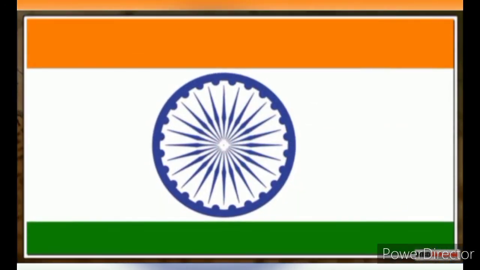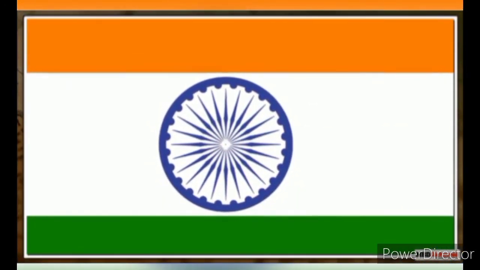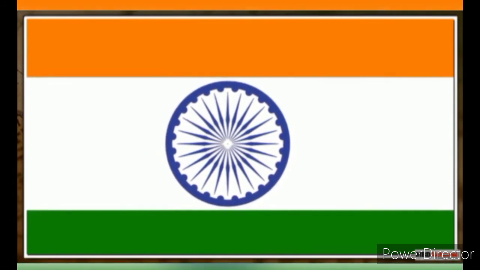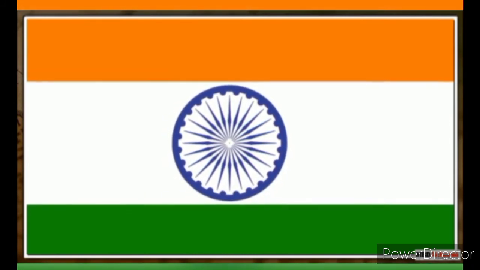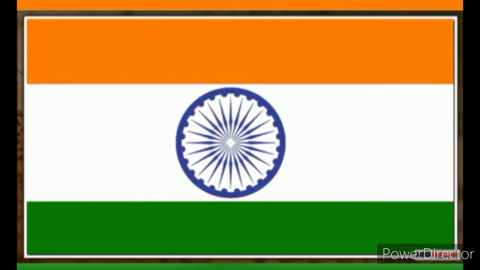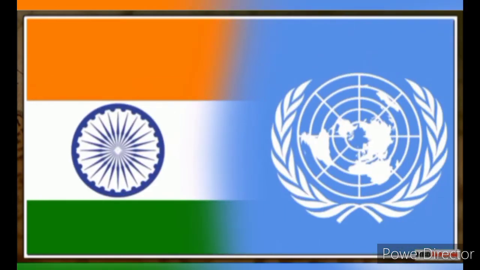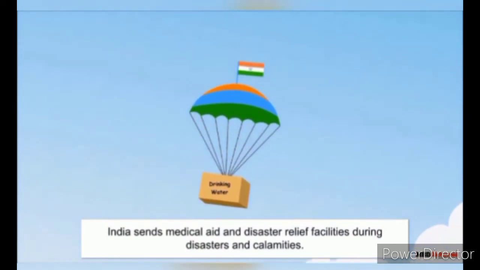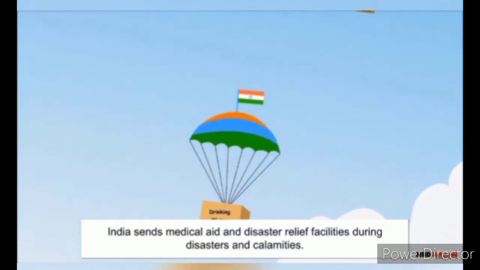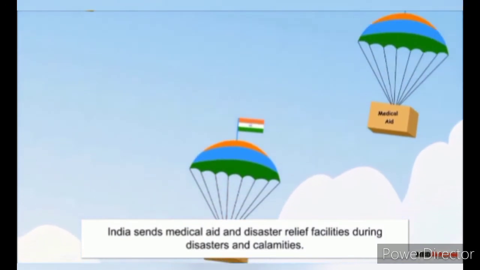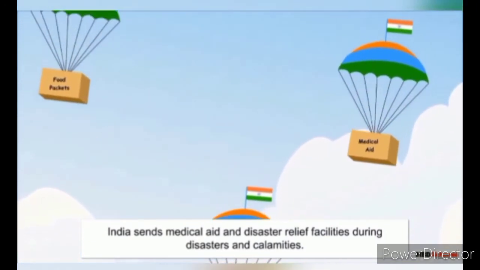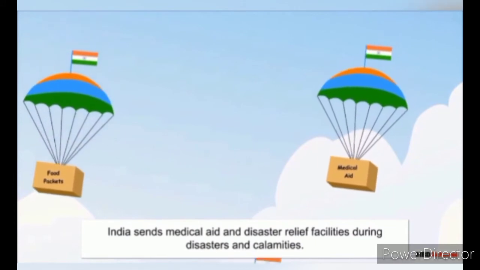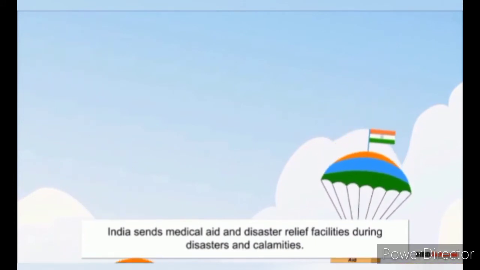India became free in 1947, but at that time, many nations in the world were not free. India, along with the United Nations, helped these countries achieve freedom. India and UN share common ideals of humanitarian assistance. Therefore, India sends medical aid and disaster relief facilities whenever any country requires it.